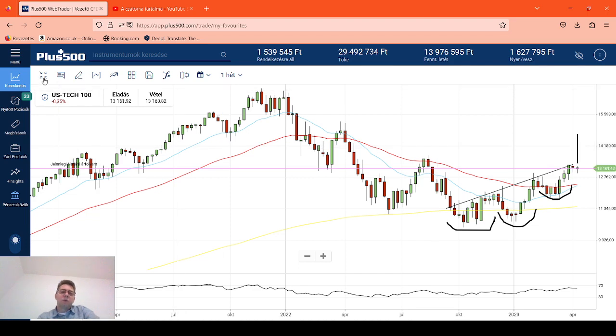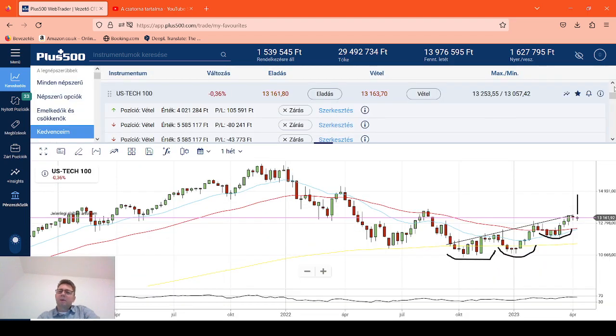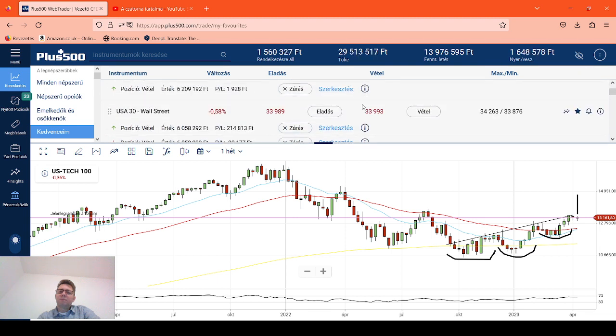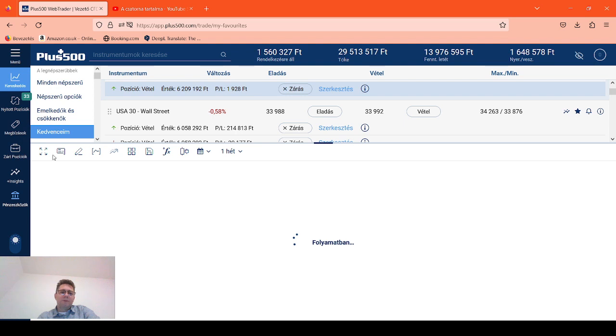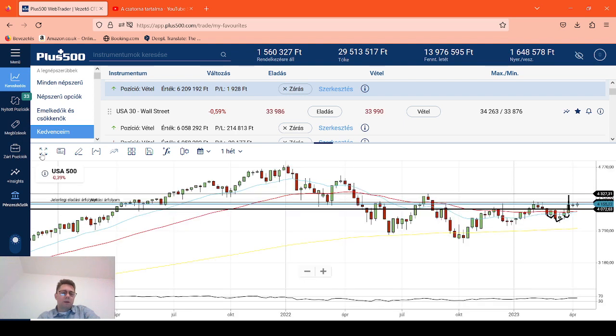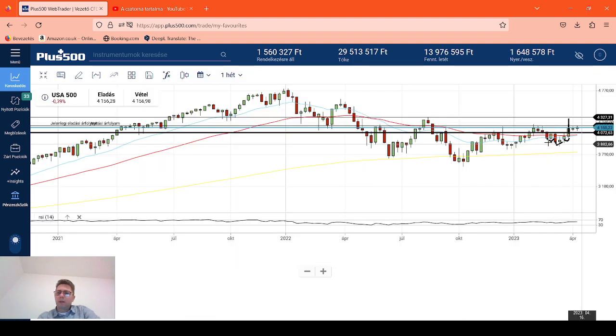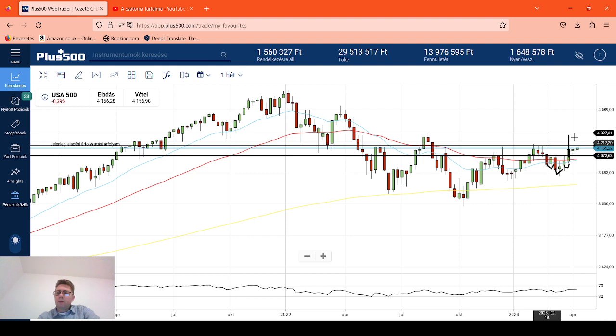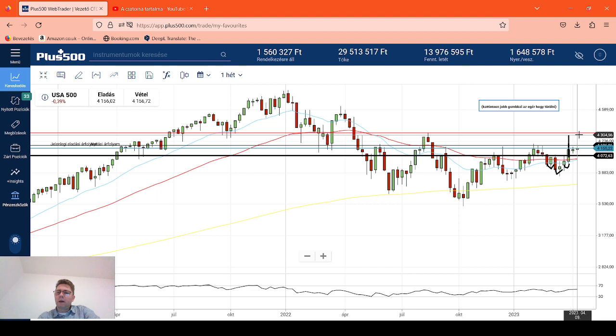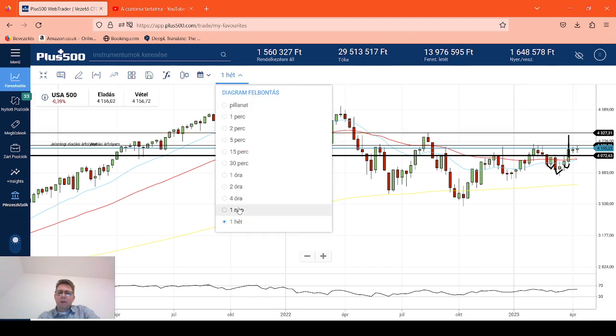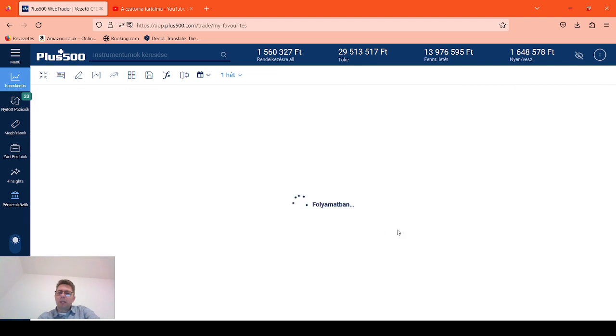Let's go over to S&P 500. Where is it here? Okay, so this is the weekly chart, and very similar thing here. Inverse head and shoulder pattern. Price target is 4,300. Let's go over to the daily to see it more clearly.